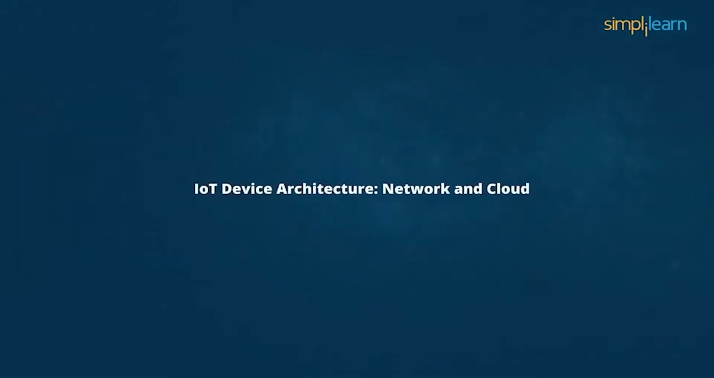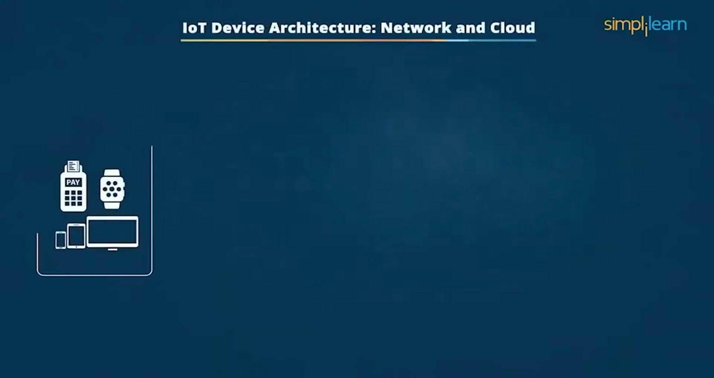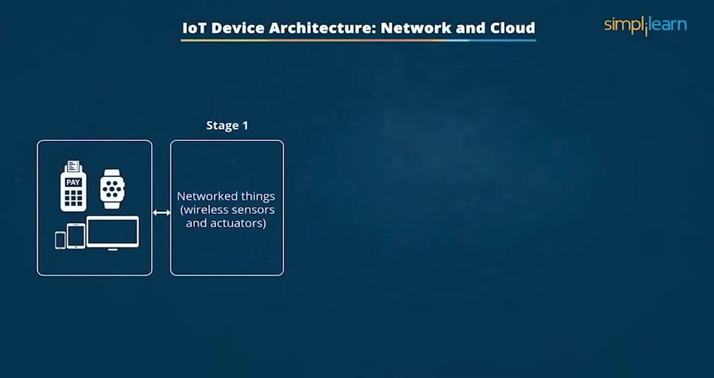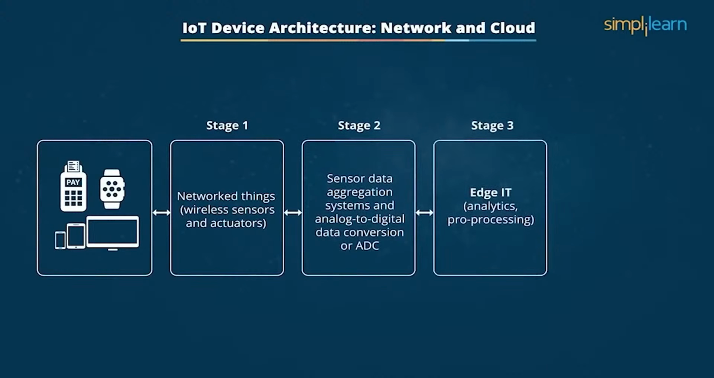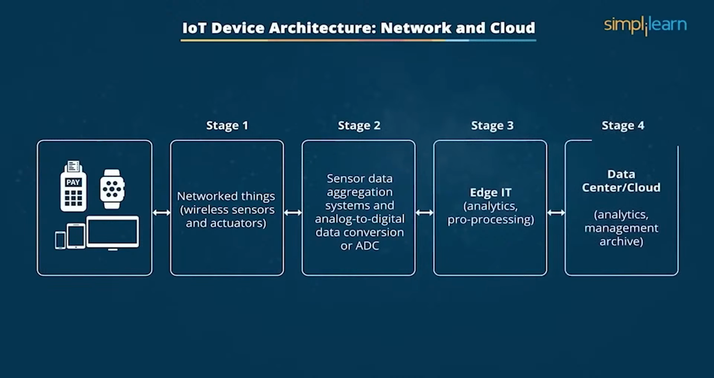IoT Device Architecture, Network, and Cloud. There are 4 stages of integrating the different IoT processes. Stage 1, networked things, wireless sensors and actuators. Stage 2, sensor data aggregation systems and analog-to-digital data conversion. Stage 3, the appearance of edge IT systems. Stage 4, analysis, management, and storage of data. As these stages are evolving, the devices, the network, and the cloud application must be leveled equally in the ecosystem for better stability and security.